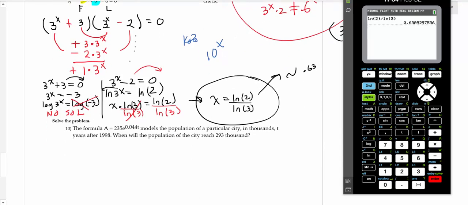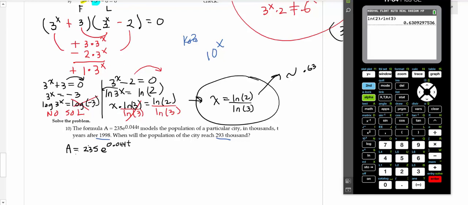All right, so this one is an application of an exponential function. This is modeling the population of a city. T is years after 1998. And this says, when will the population of the city reach 293,000? Now, it's built in that this is in thousands. So let's start by writing down the problem. And that 235 is the initial population.